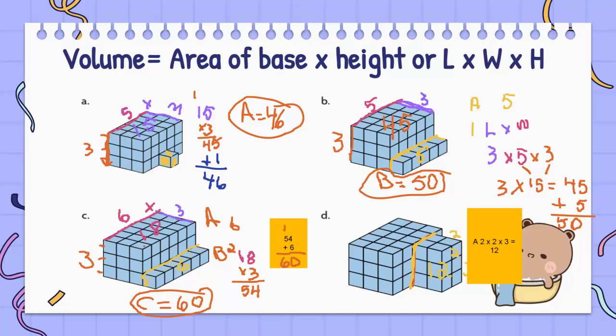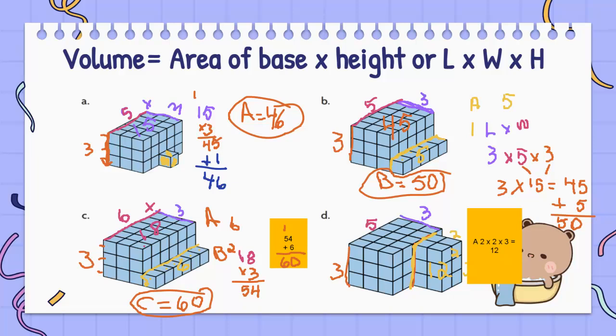And we can do length times width times height for this one as well. We have 3 over here. We have 1, 2, 3, 4, 5 right there. And we have 3 as our height. So again, our length is 3, our width is 5, and our height is 3. Length times width times height. And again, I'm just looking at this prism right here.